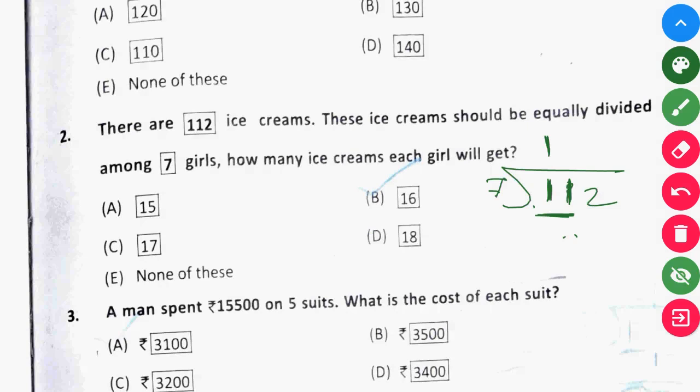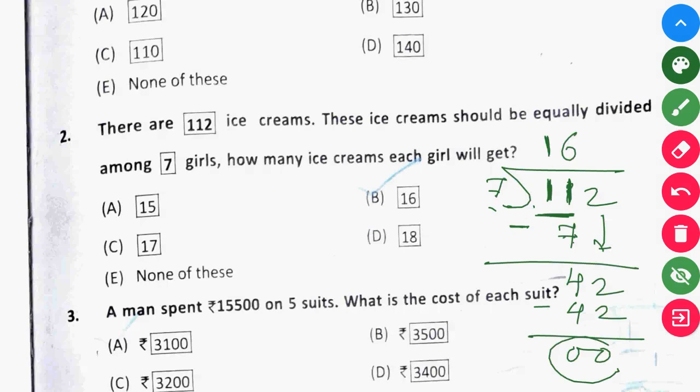So we cannot take 7 twos. So 7 ones are 7. Now 7 is subtracted from 11, and the answer is 4. Now 2 will come down. 7 sixes are 42. Now we divide until the remainder becomes 0 or less than 7. This is the quotient, meaning your answer. This is the divisor, this is the dividend, and this is the remainder. Now what is your answer? The answer is 16. So each girl will get 16 ice creams.